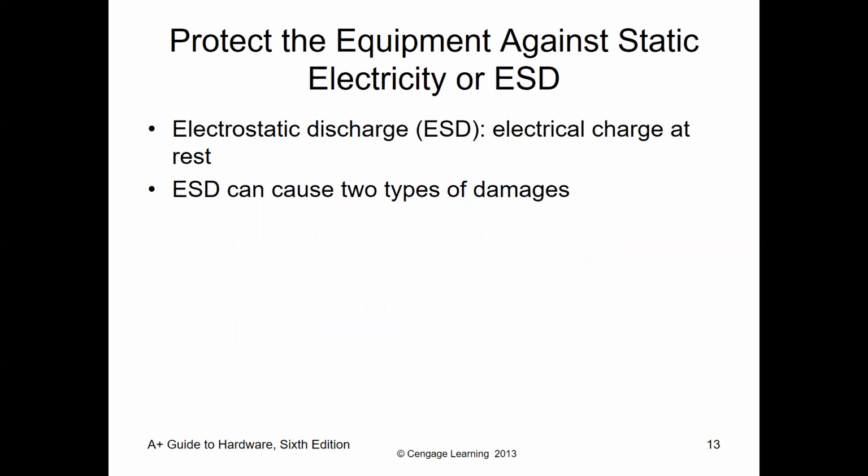Protecting the equipment against static shock, or ESD. Electrostatic discharge is electrical charge at rest. When two objects with dissimilar electrical charges touch, electricity passes between them until the charges are equal. ESD can cause two types of damage: catastrophic failure, which destroys the component, and upset failure, which damages the component so that it does not work well. Both types permanently affect the devices.